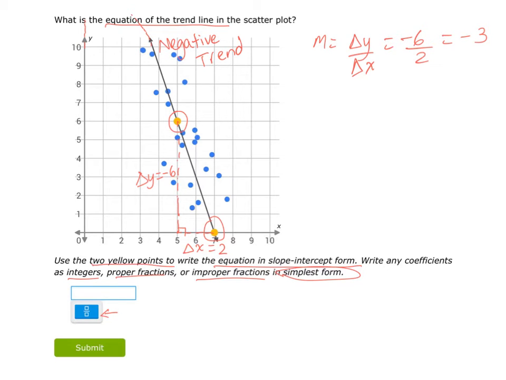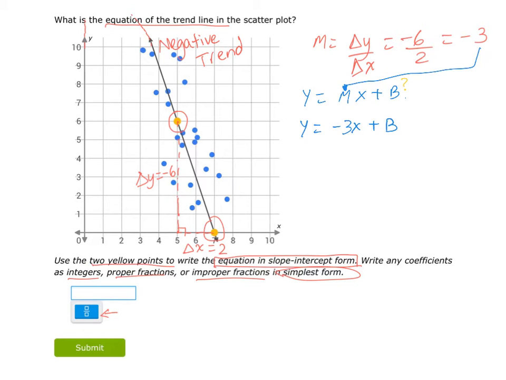So let's write the equation. What's our equation for the slope-intercept form of a straight line? It's always y is equal to mx plus b, right? How far have we reached? We found m. We still need to find b, so this is still a question mark. Let's plug in negative 3 here, so we get negative 3x plus b.